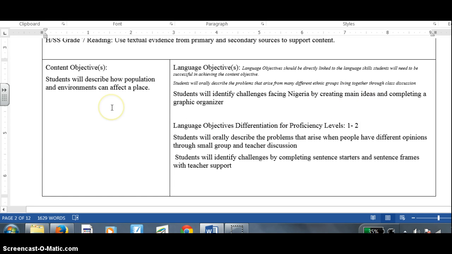These are my content objectives. This is my language objective for the whole crew. Identify challenges facing Nigeria by creating main ideas and completing a graphic organizer.